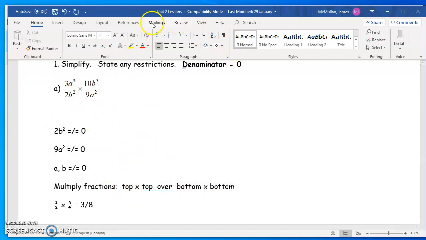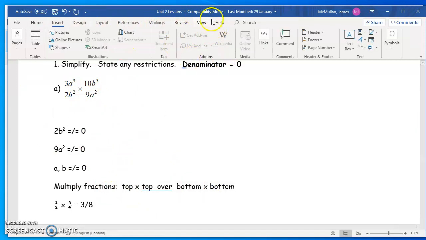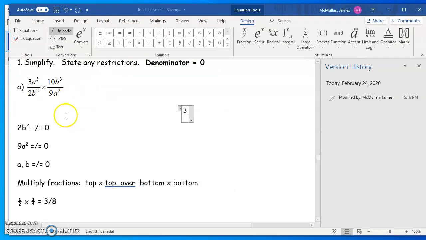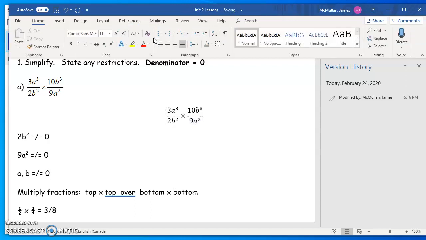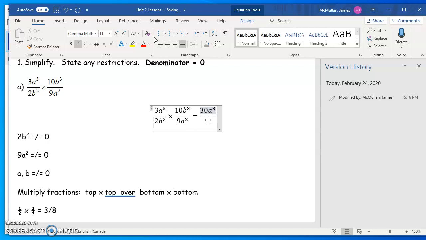So let's go ahead and try to do this one now that we know those basic rules, where we're just going to write it out again. So 3a cubed over 2b squared times, multiply, 10b cubed over 9a squared. Now again, the top times the top is as simple as it looks. 3 times 10, okay, let's make a fraction. So 3 times 10 is 30. Then I have a cubed, b cubed. A cubed cannot multiply by b cubed, right? Because they're different terms. So you just stick them together. On the bottom, you have 2 times 9, which makes 18, b squared, a squared.